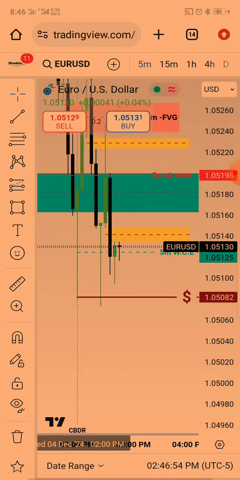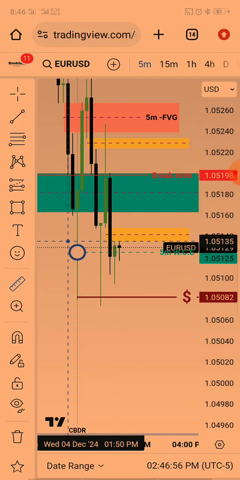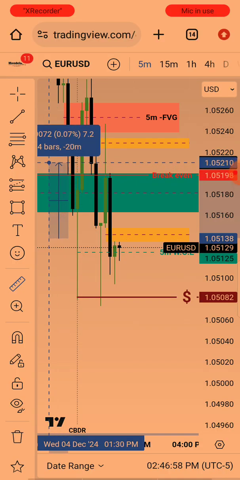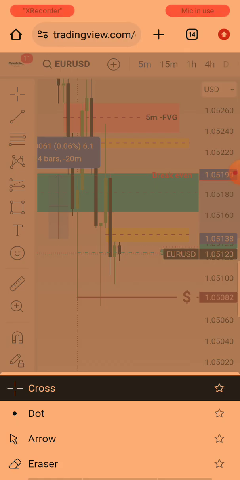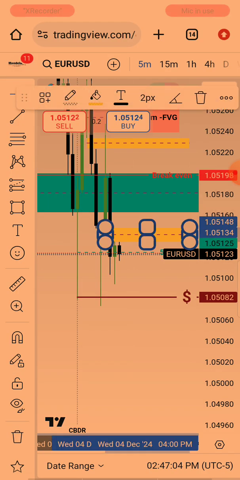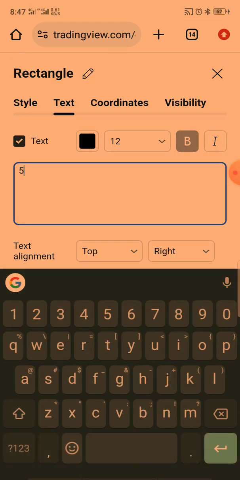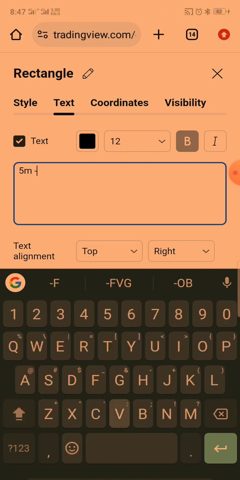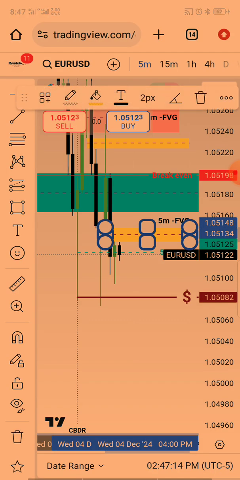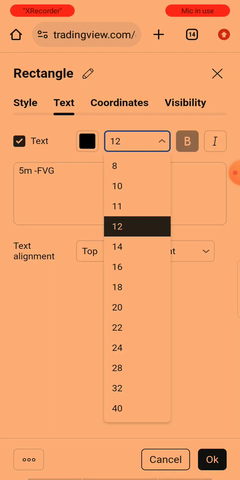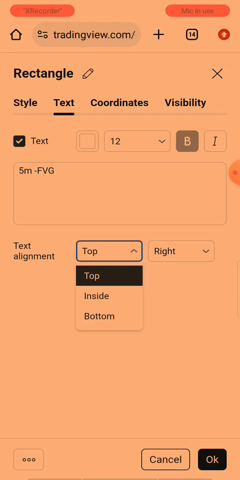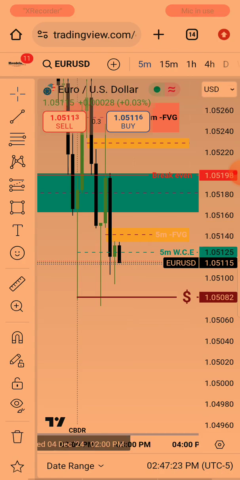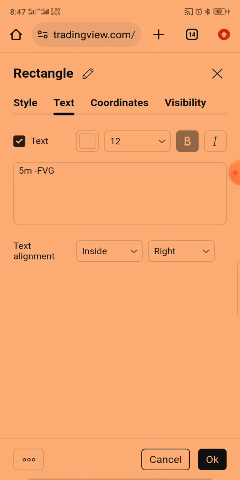So now if I add another entry from here to this place, my stop loss is going to be 6 pips. If you trade into this yellow rectangle, this is a 5 minutes fair value gap. Let me put it white color, then put it inside. No, it's not showing properly. Let me put it back to that black.